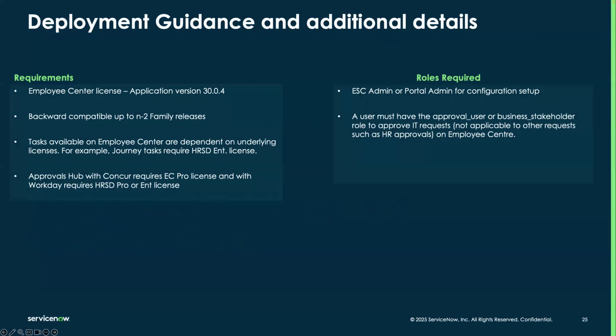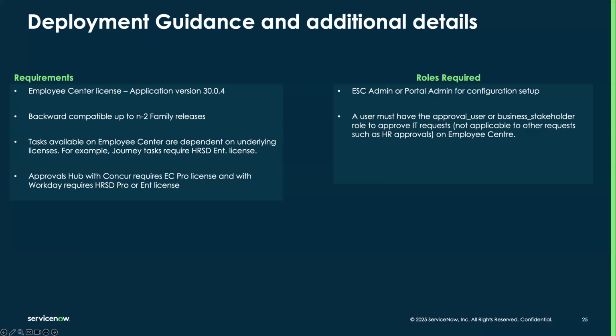Awesome. Most of these details I've already called out, but just to reiterate, you don't need any special licenses for this basic tasking experience. It's available for all Employee Center standard customers as well. And most of it is backward compatible to N-2 family releases, as we support N-2 family releases. The tasks available on Employee Center are specifically dependent on the underlying licenses. For example, journey tasks require an HRSD enterprise license, right?